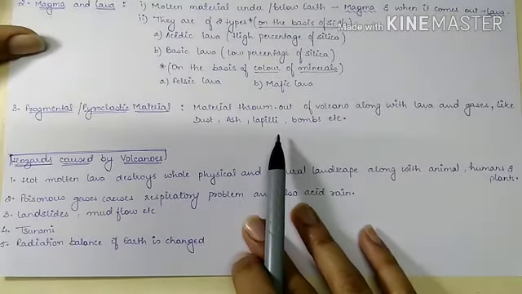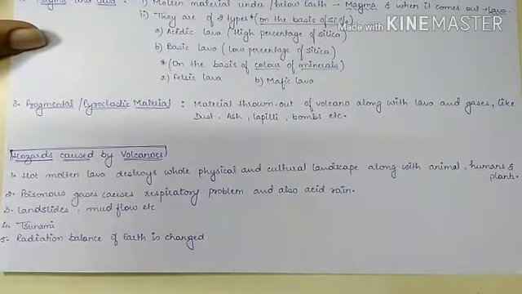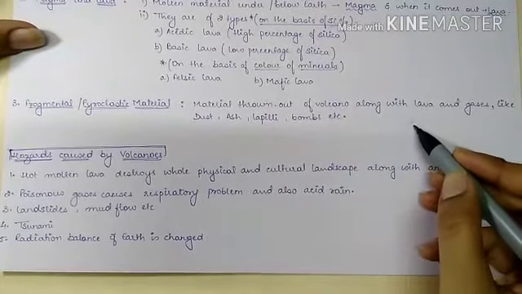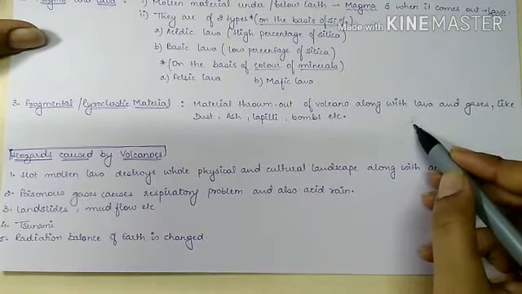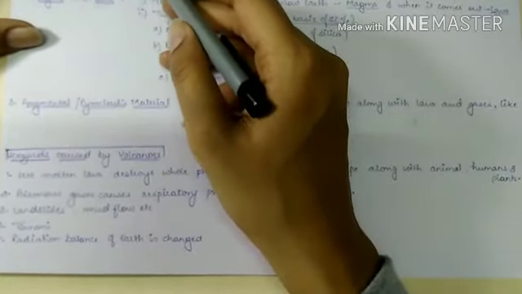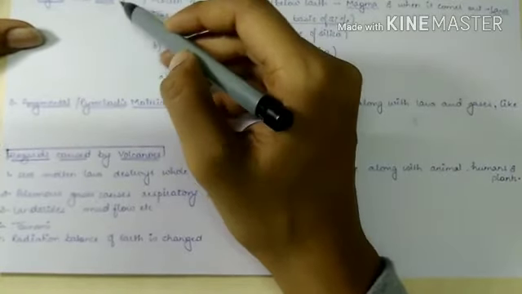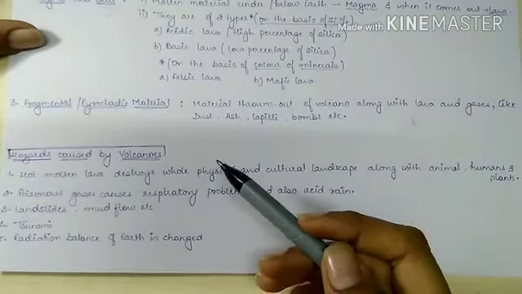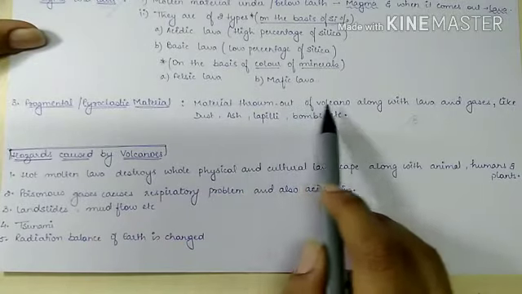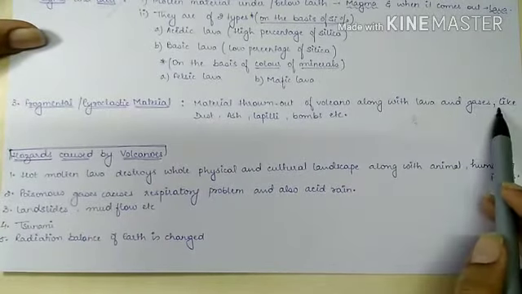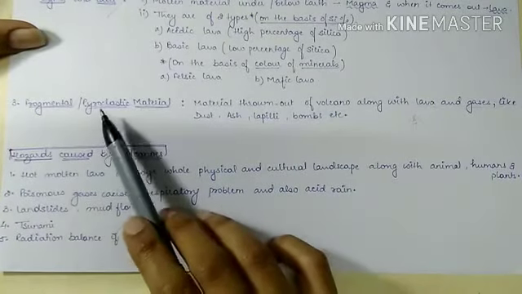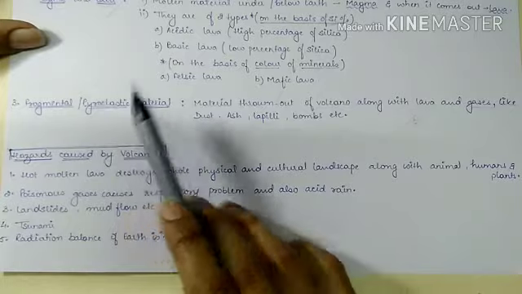Lastly, in volcanic material, we have fragmental or pyroclastic material. These are all the debris, mud, stones, or ashes, etc. Besides vapor, gases, magma, and lava, whatever is ejected comes under this one. The material thrown out of a volcano along with lava and gases, like dust, ashes, lapilli, bombs, etc., comes under pyroclastic or fragmental material.